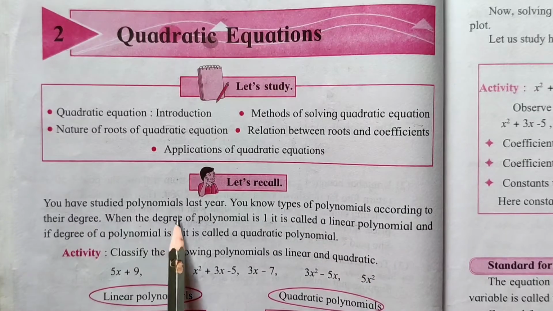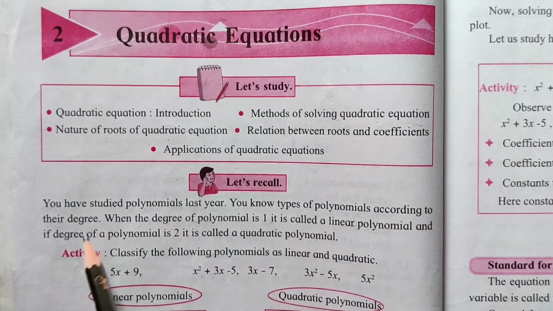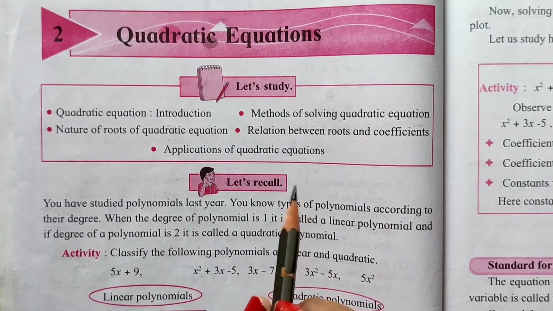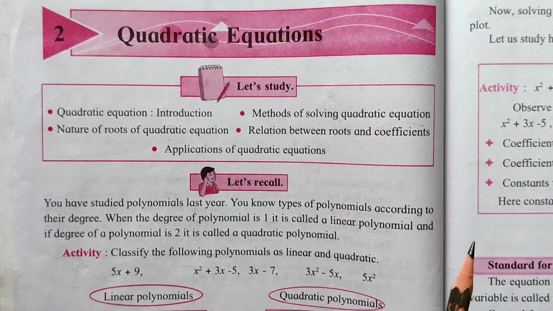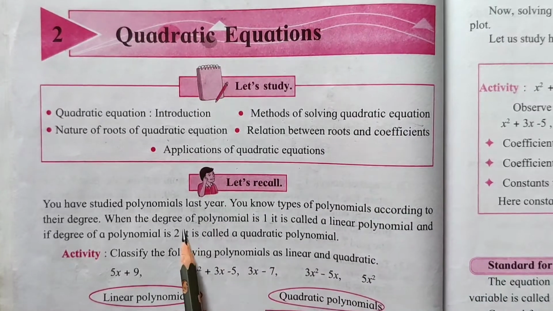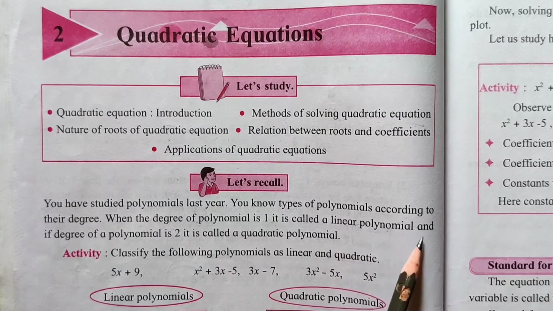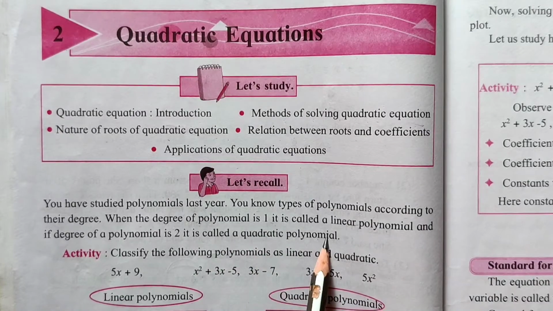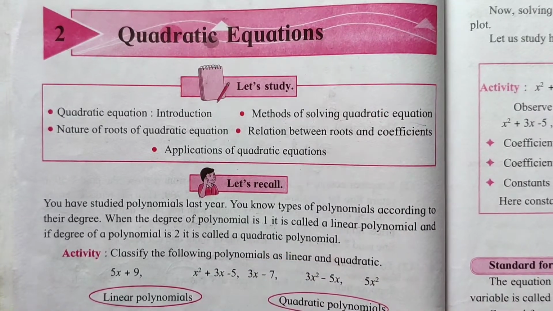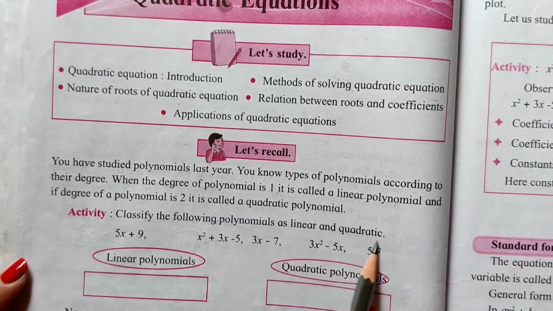We have studied polynomials last year. And you know types of polynomials according to their degree. Which are two main types of polynomials according to their degree: linear polynomial and quadratic polynomial. When degree of polynomial is 1, it is called linear polynomial. And when the degree of polynomial is 2, it is called quadratic polynomial. This we all know. So here one activity is given: classify the following polynomials as linear and quadratic.